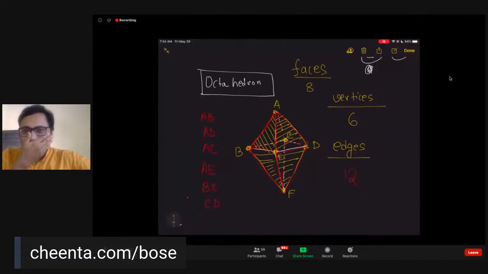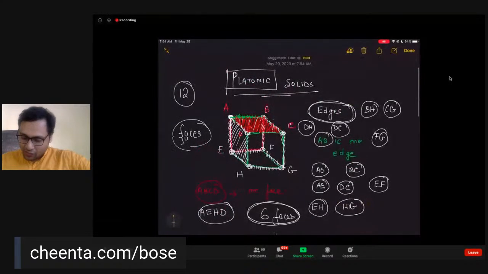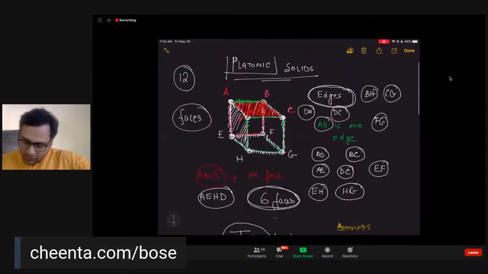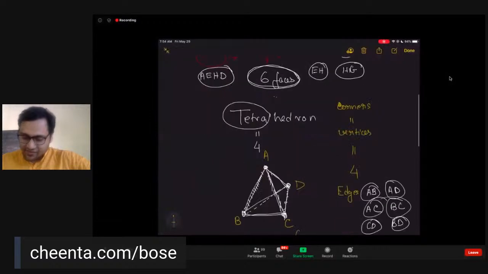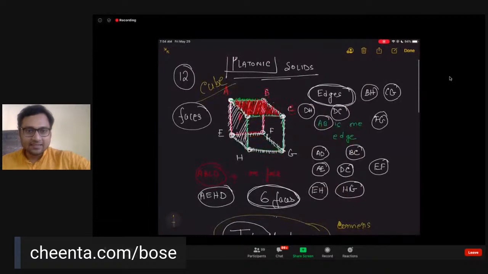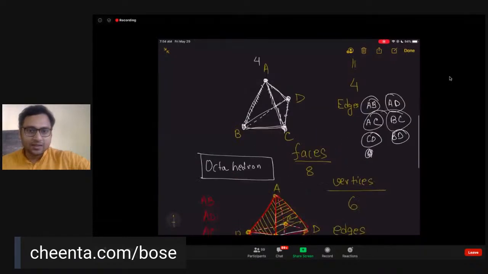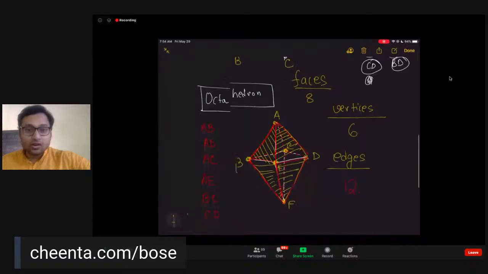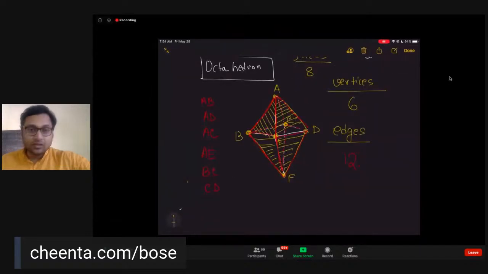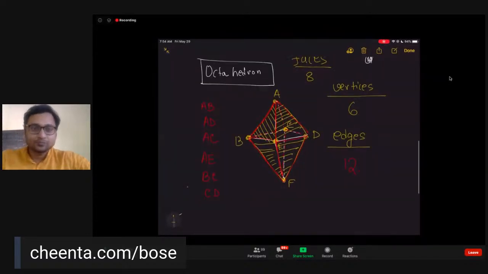Excellent. So what do we have so far? We have talked about the cube. We have discussed the tetrahedron. So this is how the cube looks like. And then we have the tetrahedron, which is how the tetrahedron looks like. And now we have the octahedron. This is how the octahedron looks like. Okay, great.